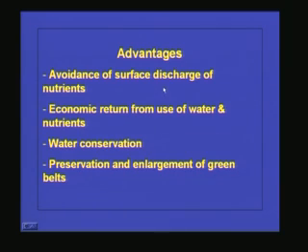And the advantages of this irrigation is avoidance of surface discharge of nutrients, because if you just discharge it to the existing water bodies, a lot of nutrients will be going to the existing water bodies, and that will be increasing the algal growth. And it also gives economic return, because the irrigation water quantity, the pure water, can be reduced, and whatever nutrient is present in the wastewater or the treated effluent can be used by the plants. So the fertilizer requirements can be reduced considerably.